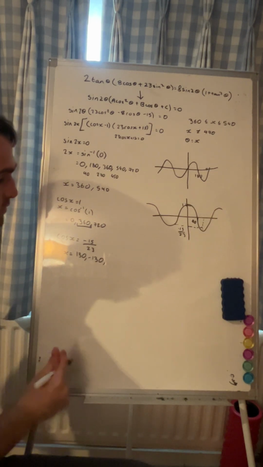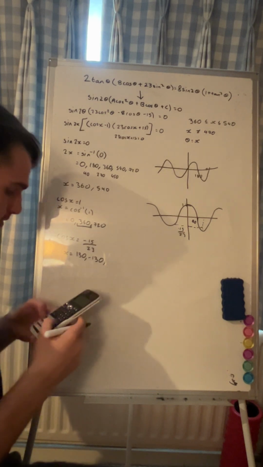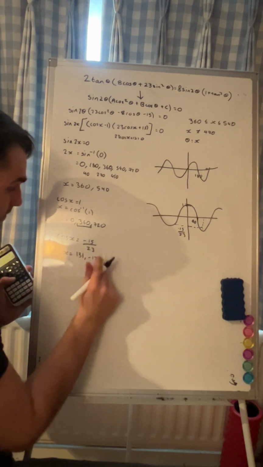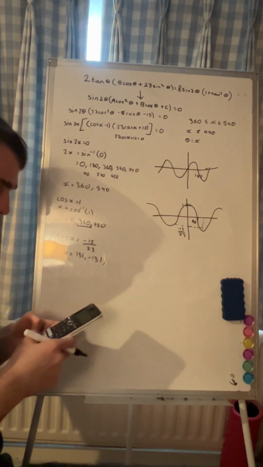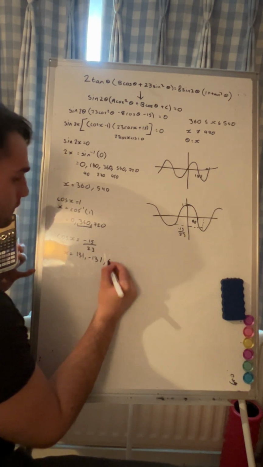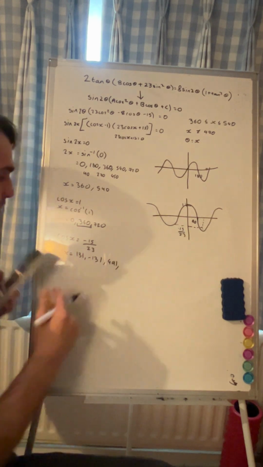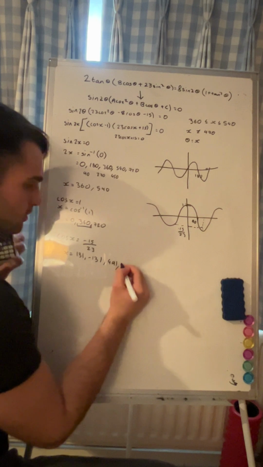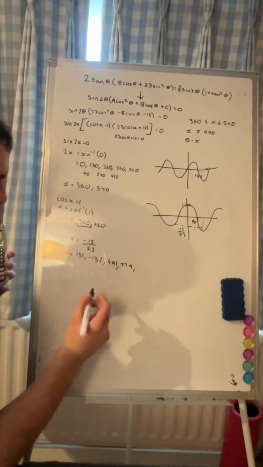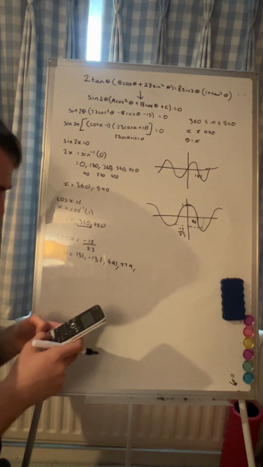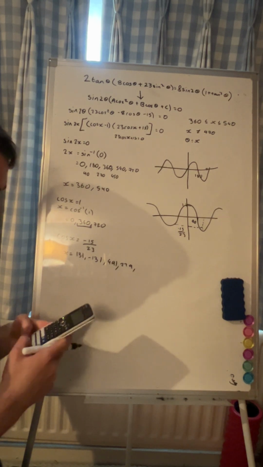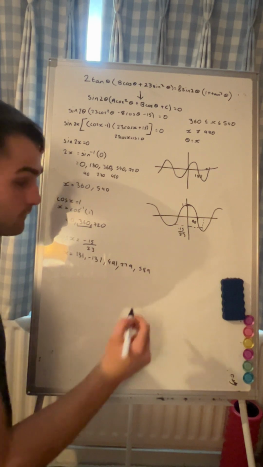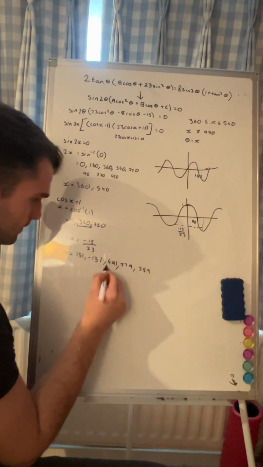So now to all of these, we're adding 360. So 130, well it's 131 actually, if we're going to round it. 131 plus 360 is 491. Minus 131 plus 360 is 229, and 229 plus 360 is 589, which is above 540, so we don't have that.